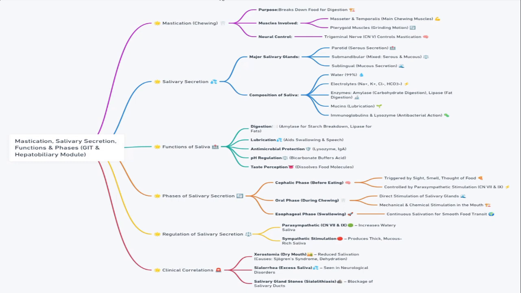Alright, so that's just a quick review of mastication, salivary secretion, functions, and the phases. So the neurotransmitters, like I talked about, of the autonomic nervous system: acetylcholine for the parasympathetic nervous system, and the sympathetic being the epinephrine. Alright, so we'll talk about the deglutition probably in the subsequent mind maps.